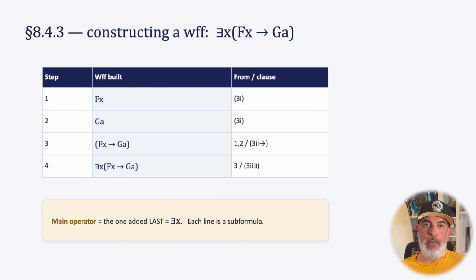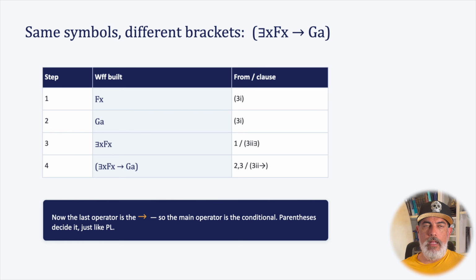Now steps 1, 2, and 3 give us what we call subformulas, the intermediate well-formed formulas of our target well-formed formula. The operator that we add last, we call that the main operator. So in this case, it was the existential quantifier, for some x. Let's contrast that with this: if for some x Fx, then Ga. How would we build this? We'd start the same way with the atomic well-formed formulas, first the Fx, then the Ga. But then we would put the existential quantifier on the Fx. And only then would we put the arrow.